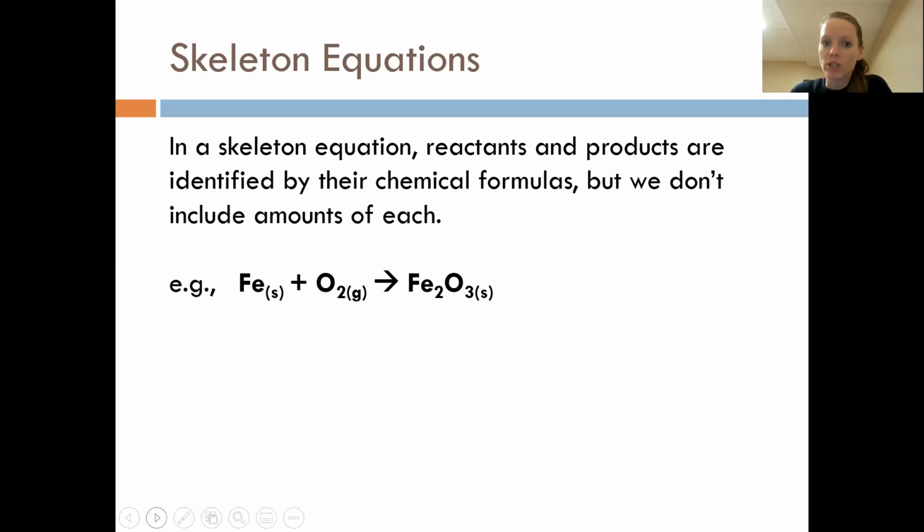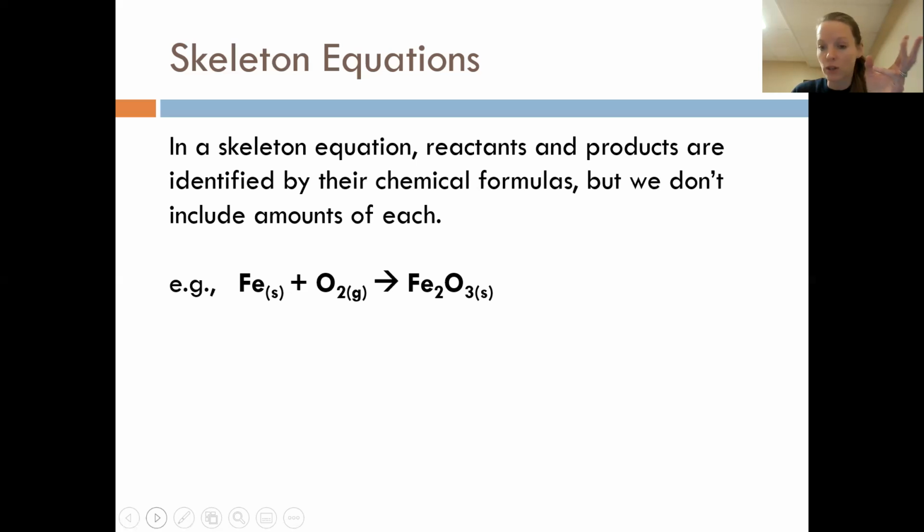We then turn word equations into skeleton equations, or sometimes called symbol equations. This is where we just use nomenclature skills. We turn the words into formulas. In a skeleton equation, the reactants and products are identified by their chemical formulas, including the state of matter. This is going to be new to us in Chemistry 11, but we don't include any amounts yet. We just turn the names into the formula. So iron became Fe, and it's a solid.